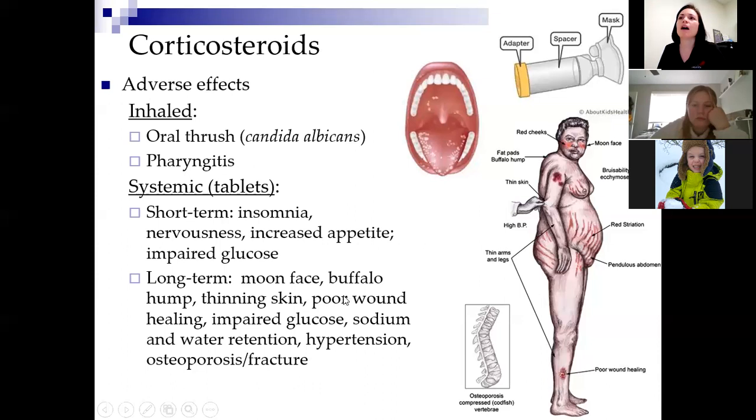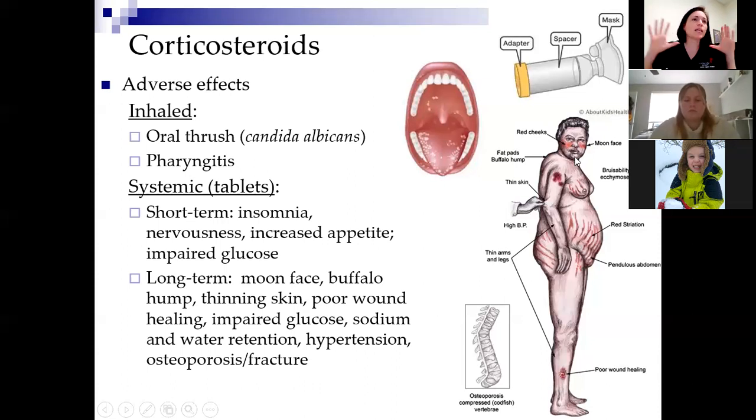Some other side effects for the systemic tablets, you can see there's a lot that are undesirable. There's insomnia, nervousness, increased appetite, impaired glucose. That's important for patients who happen to have COPD and type 2 diabetes, that would just be awful. So you've got to think about that. And then there's also the long-term use of a corticosteroid.